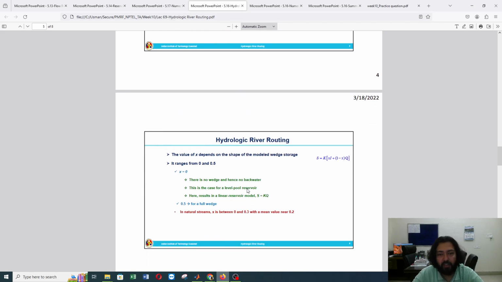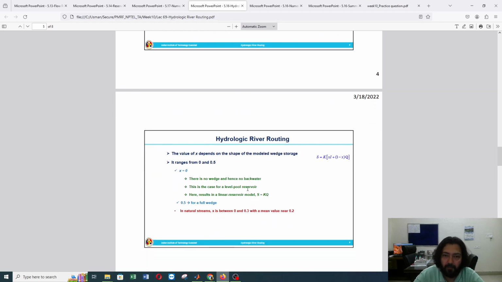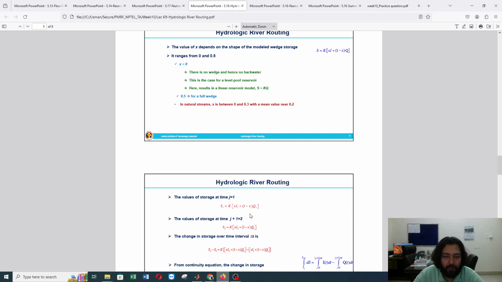A hydrologic river routing method uses the Muskingum method, whereas a hydrologic reservoir routing method uses the level pool method, or we call it the modified Puls method. Here the value of x varies from 0 to 0.5, right? If we have a full wedge, we can assume the value of x is 0, and if there is no wedge, we can assume the value of x is 0.5. However, in natural streams, the x value lies between 0 to 0.3, with a mean value of 0.2.